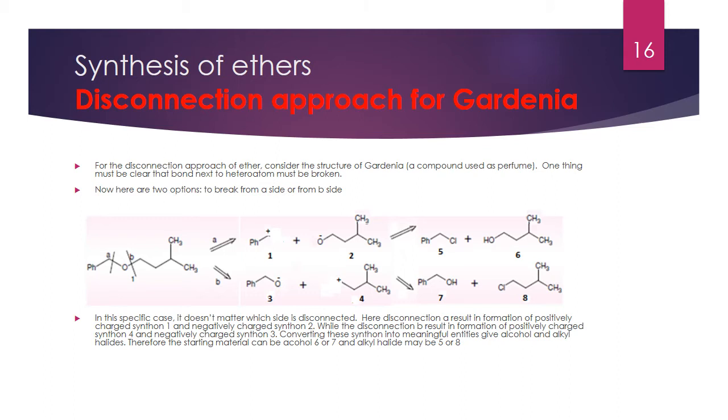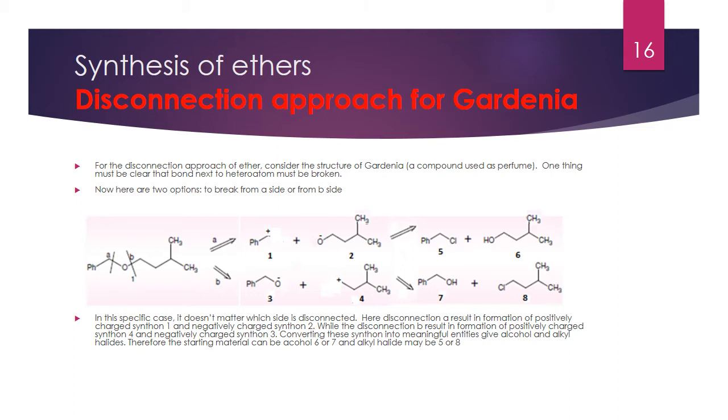So we know they are meaningful reactants, both can be used. So consider the next fragment. In case of disconnection B, we can disconnect here, so we will get oxygen with negative charge. We will get benzyl alcohol upon attaching a proton to this alkoxide, and by attaching a halogen to this carbon, we can get an alkyl halide. So we have two possible reactants, 5 and 6 or 7 and 8.